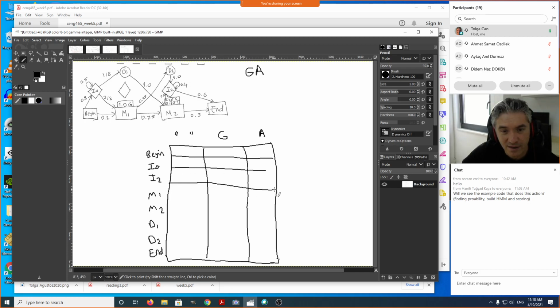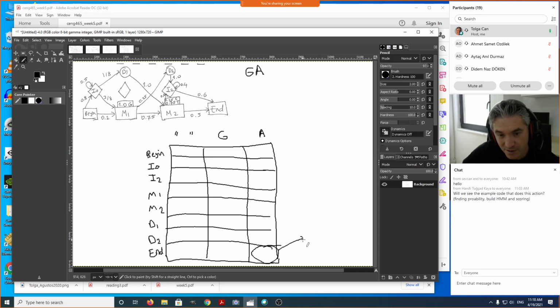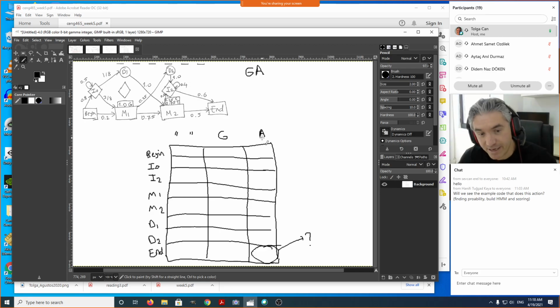And what I'm looking for, my answer will be in this last cell that is here. So if I compute the value of this cell, the probability to be at the end state and the last symbol that is observed is A, then I'm done.